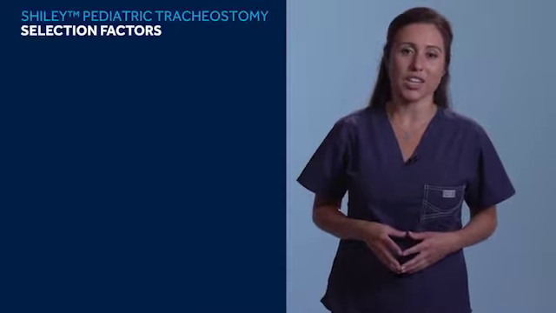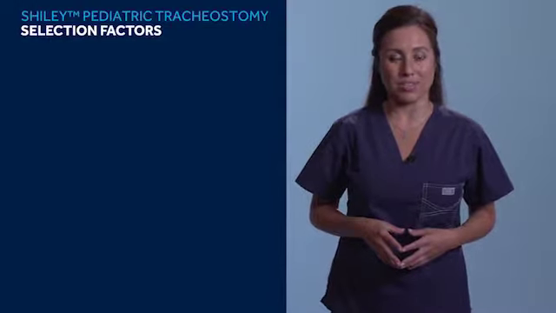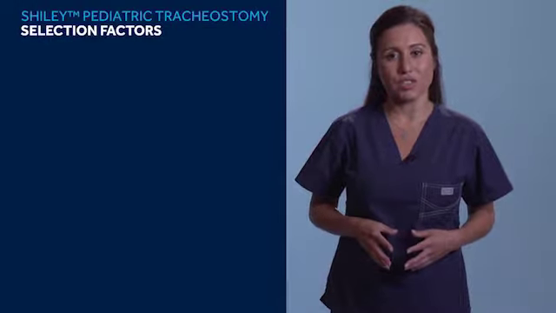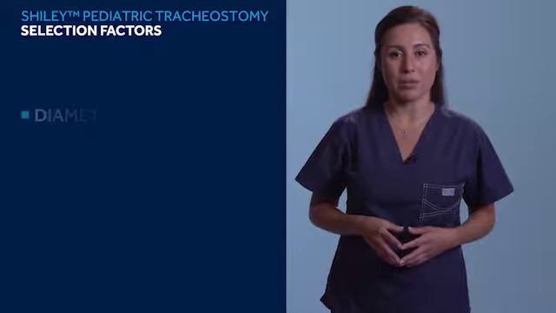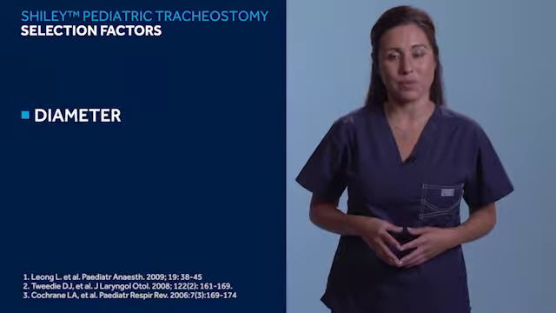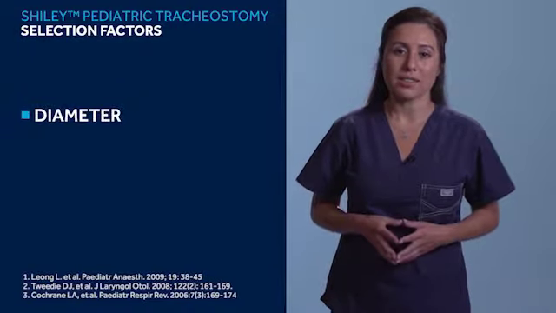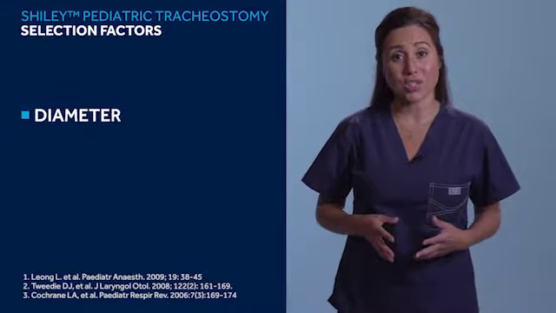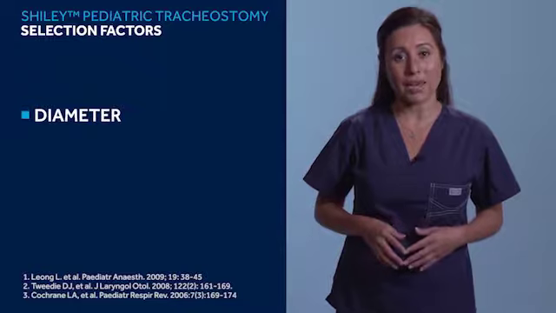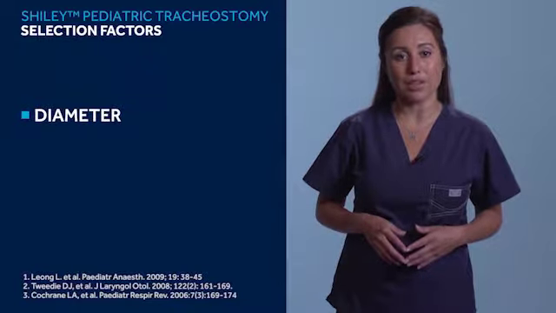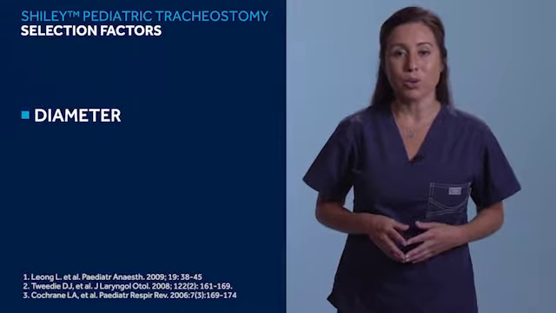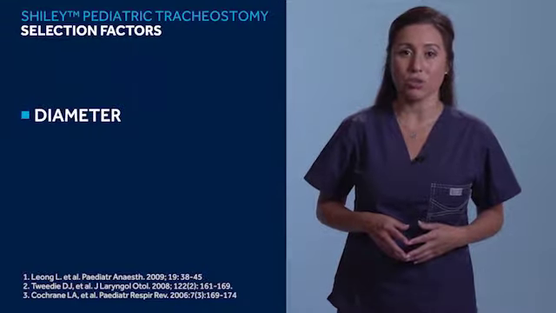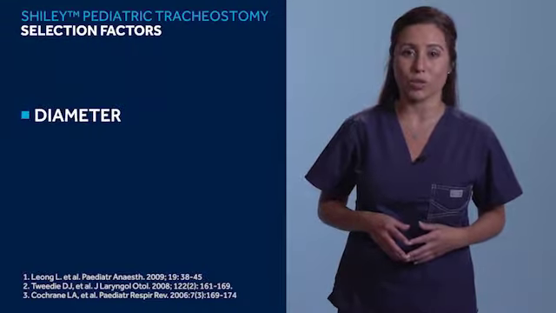There are many factors that influence the selection of a tracheostomy tube for a pediatric patient. The first decisions to be made are related to the inner diameter and the outer diameter. In making this decision, you are balancing two competing needs. You want the largest inner diameter possible to maximize airflow and minimize work of breathing. At the same time, you want to minimize the outer diameter to avoid tracheal trauma and contact with the tracheal wall.